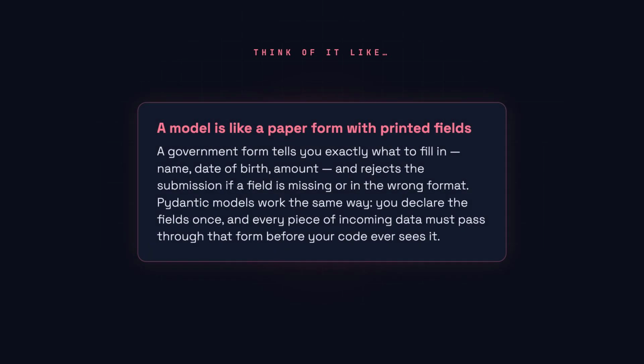Think about filling out a tax form. The form itself enforces structure. It has labeled boxes, expected formats, and required fields. You do not write new rules for each person who submits one. The form design does the work. A Pydantic model is that form for your API. Declare it once, and FastAPI uses it to accept or reject every incoming request automatically.